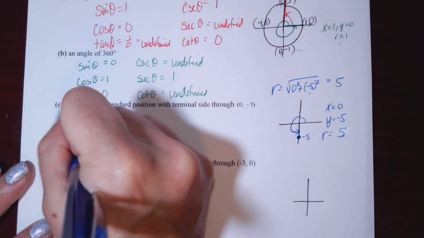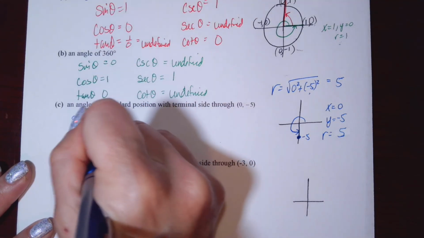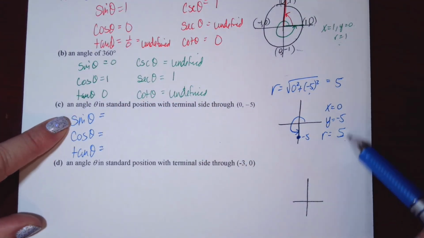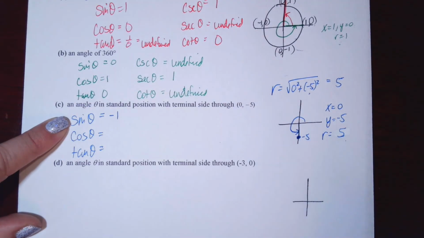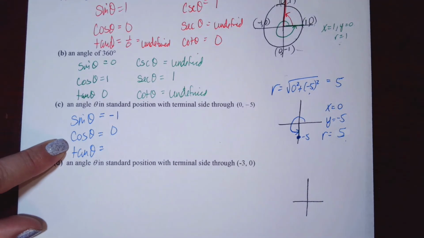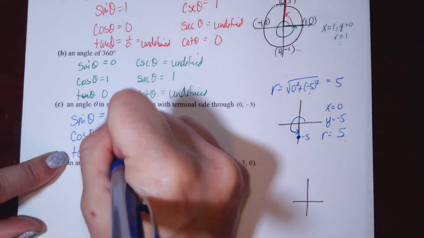All right. Sine theta, cosine theta, tangent theta. Don't drop the theta. Make sure you're writing your argument down. Sine is y over r. Negative 5 over 5 is negative 1. Cosine is x over r. 0 over anything is 0. Tangent is y over x. 0 in my denominator is undefined.